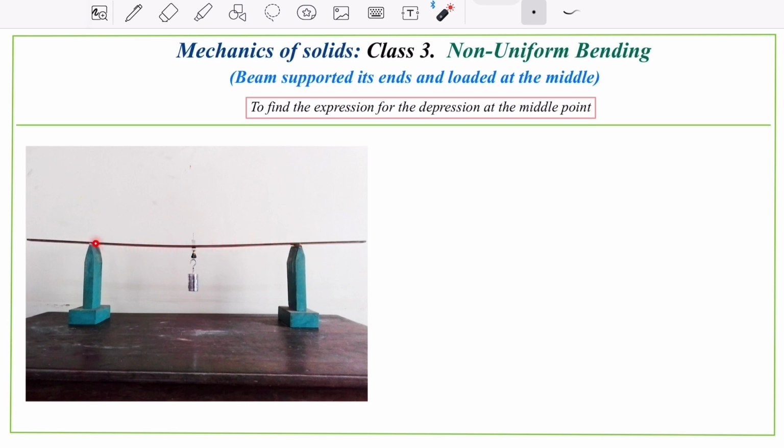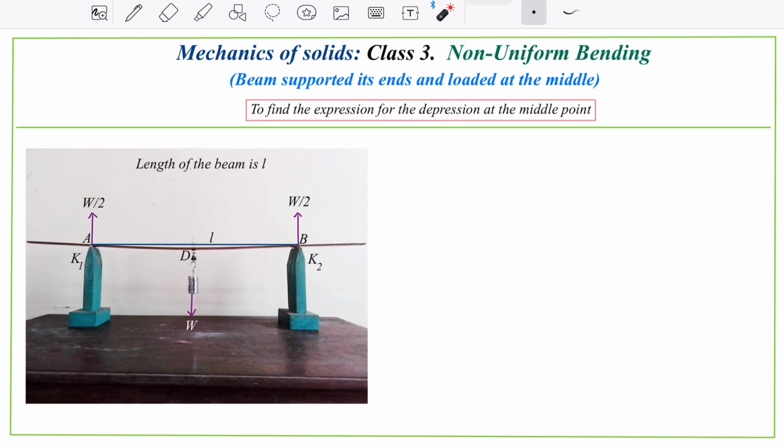So in non-uniform bending, the beam is supported at its ends and loaded in the middle, and the beam bends and the bending is non-uniform. So what is our aim? Our aim is to find out the depression at the middle point. When you load the beam, the middle portion deflects. How much it is deflected gives the depression at the middle point. So in this section, our aim is to find out the depression at the middle point. Let the length of the beam be L.